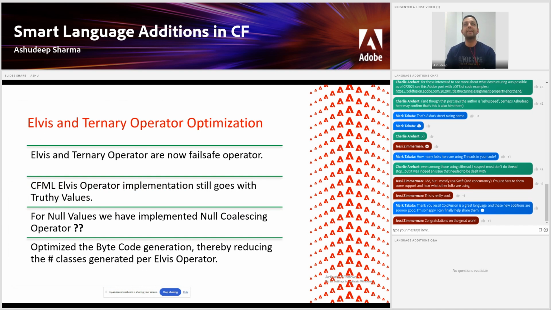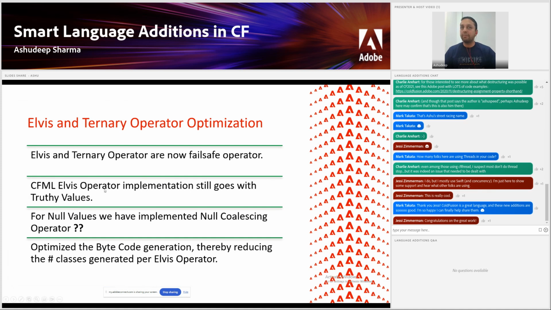And Elvis and ternary operator optimizations we also did a bit. So they are now fail-safe operators. And what I mean by fail-safe is that, let's say if there is an exception, in that case also, it's going to initialize to an appropriate value. It's not that it throws an exception that the variable is not defined and you need to do a try catch. So some people had to write some additional piece of code, which can now be eliminated.